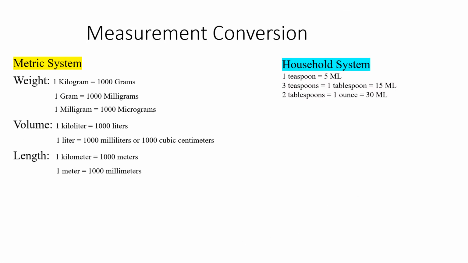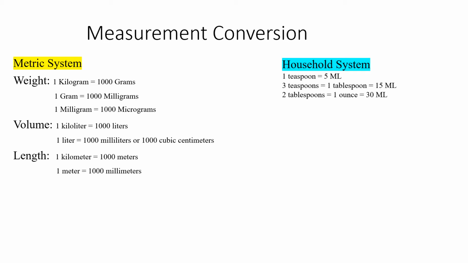So, measurement conversion for the metric system. 1 kilogram equals 1,000 grams. 1 gram equals 1,000 milligrams. 1 milligram equals 1,000 micrograms. For volume, 1 kiloliter equals 1,000 liters. 1 liter equals 1,000 milliliters or 1,000 cubic centimeters. For length, 1 kilometer equals 1,000 meters. 1 meter equals 1,000 millimeters.